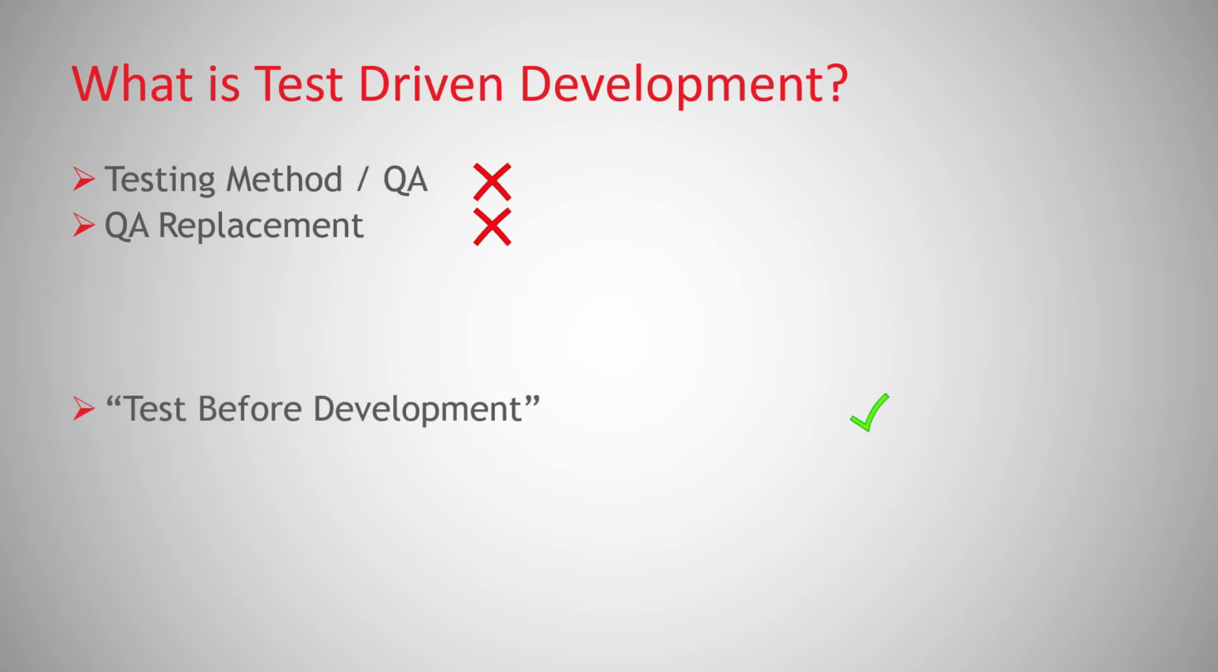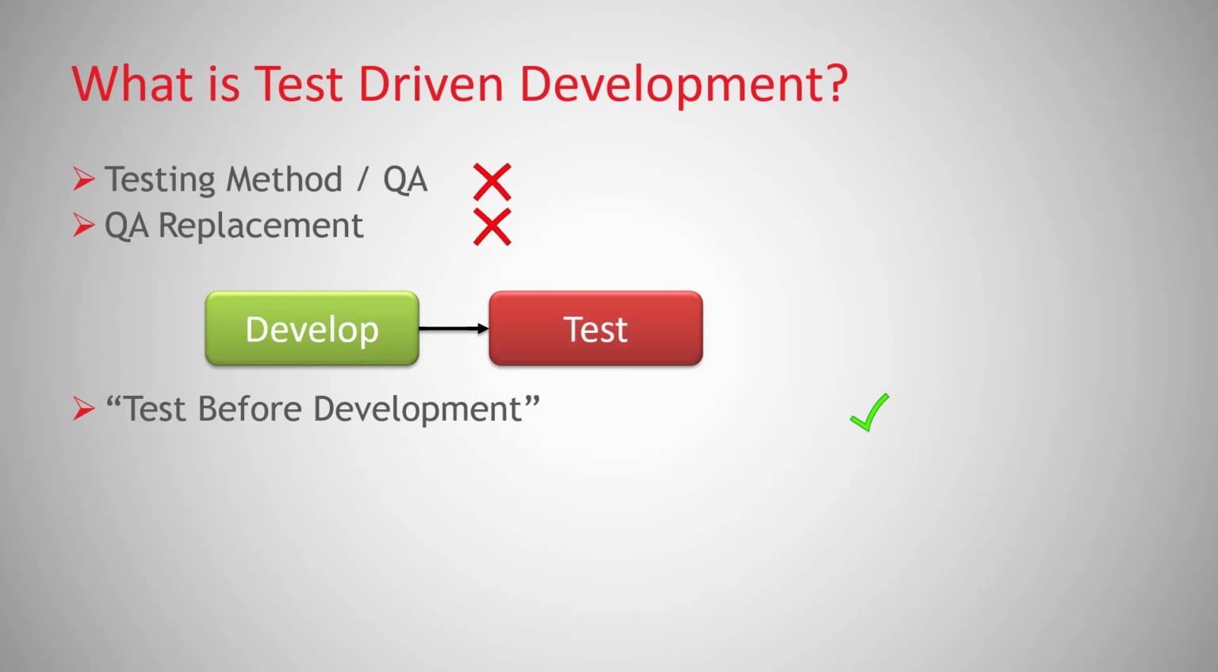TDD is test before development. What does that mean? Well, typically, a developer will write the code and then test it. In this case, we are looking to write a test program for a functionality that is expected but does not exist yet, and then we will implement it.